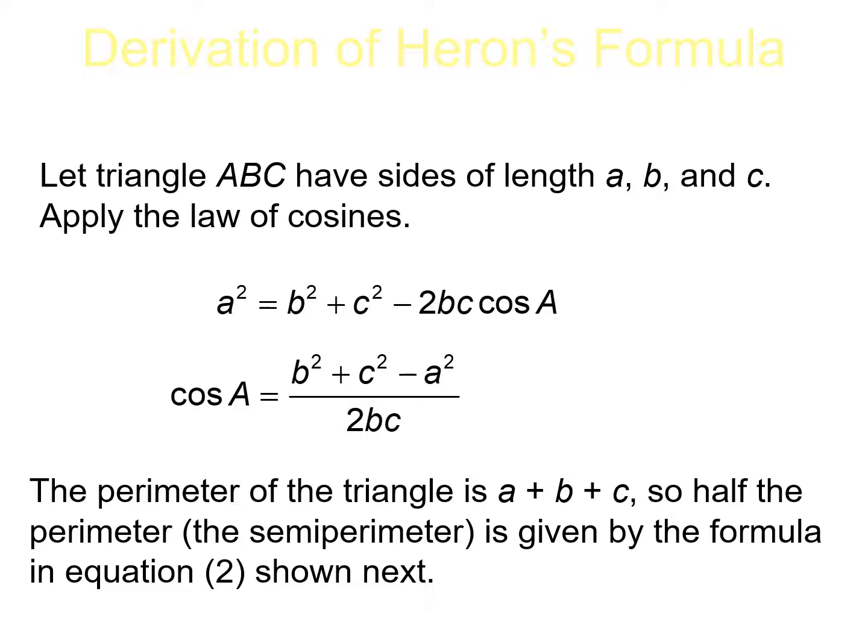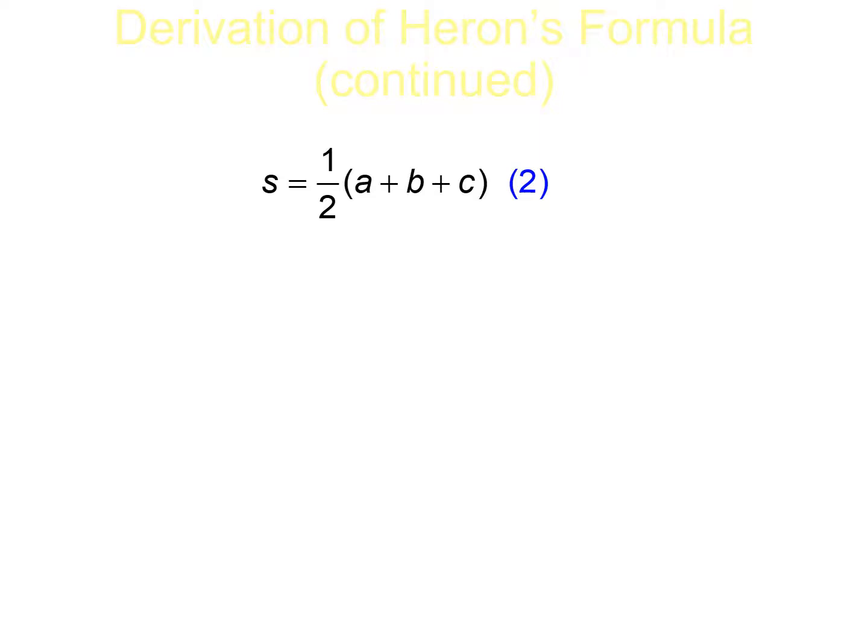Now let's derive Heron's formula. Let's let triangle ABC have lengths a, b, and c. If I apply the law of cosines and solve for cosine of A, I get cosine of A is b squared plus c squared minus a squared over 2bc. Now the perimeter of the triangle is a plus b plus c. So half of the perimeter, that is the semi-perimeter, is 1/2 a plus b plus c. Squaring fractions, I get equation 3.